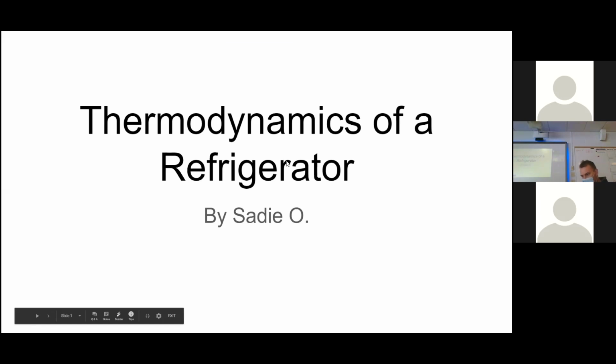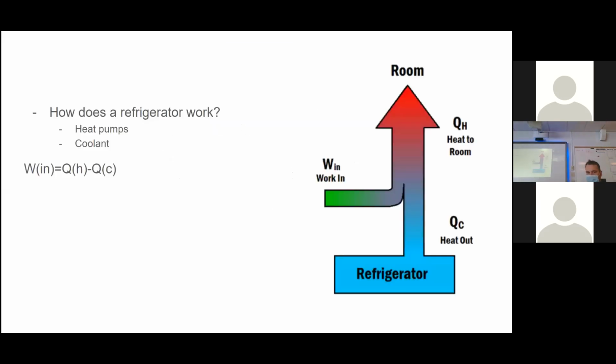Thermodynamics of a refrigerator. How does a fridge work? So fridges are like heat pumps, but they try to cool down an area instead of heat it. They're taking away heat from the air, and then the area gets cooled. So how does this happen? The refrigerator does something called inputting work, which affects a coolant, which is already in the fridge, and it raises the temperature so it's higher than room temperature. And this is represented by W in, or work input.